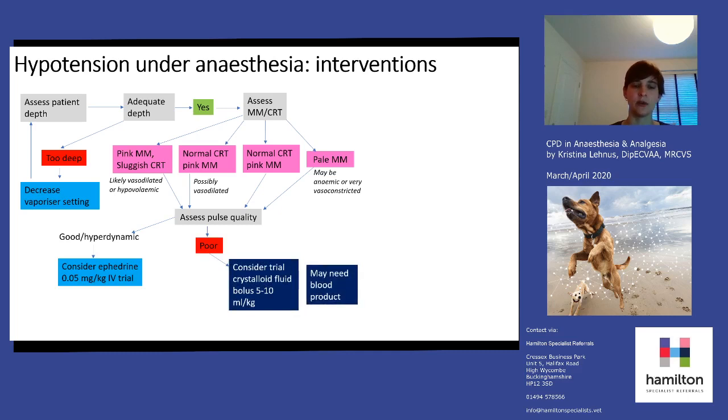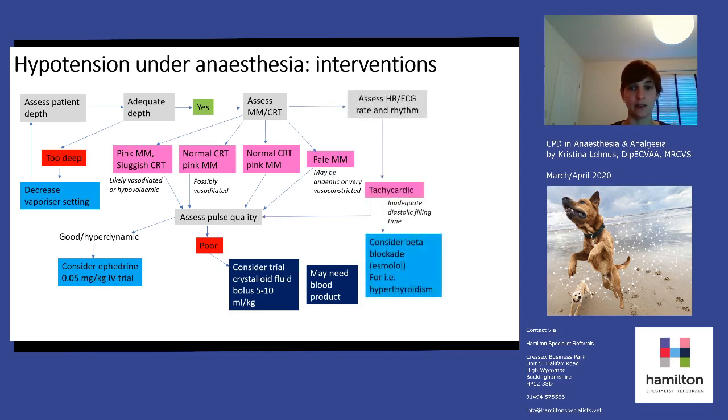If your pulse quality is poor, then you might have to give a trial fluid bolus and see if your pulse quality improves, if your heart rate potentially comes down. Often these animals have a compensatory tachycardia. And if your animal is pale and you've already noted that it might need a blood transfusion, then that is most likely the case. So next you assess the heart rate, which I've already mentioned, and the rhythm.